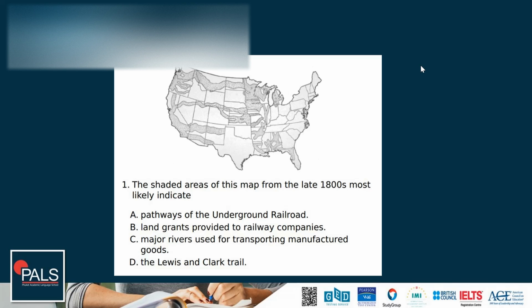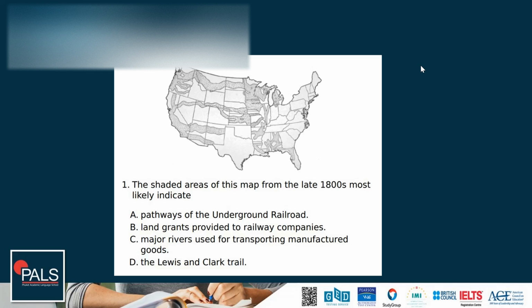A, pathways of the Underground Railroad. B, land grants provided to railway companies. C, major rivers used for transporting manufactured goods. D, the Lewis and Clark Trail.